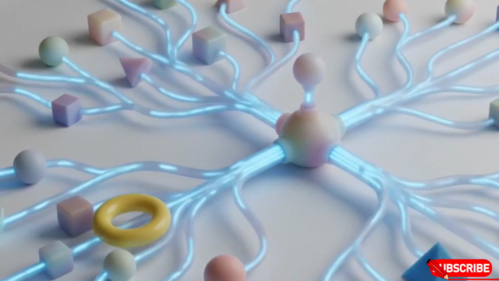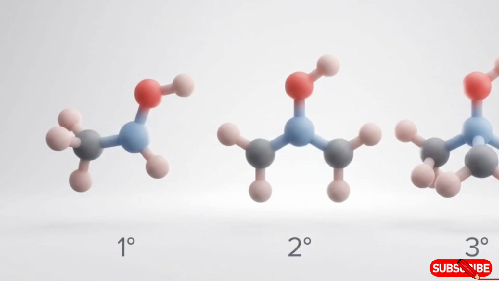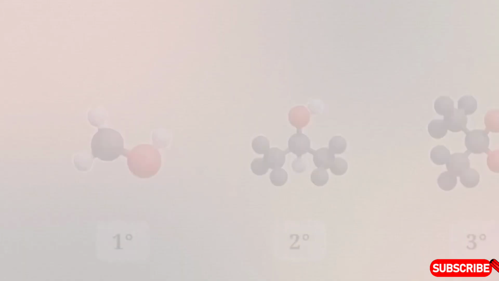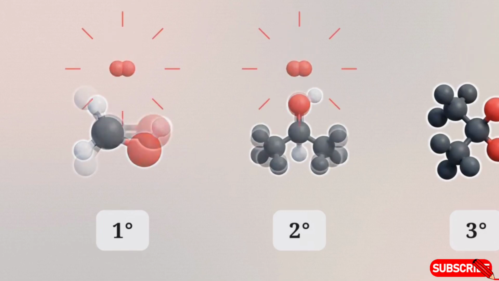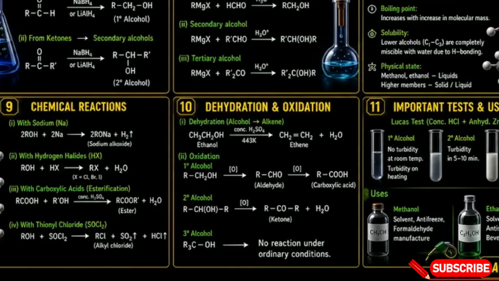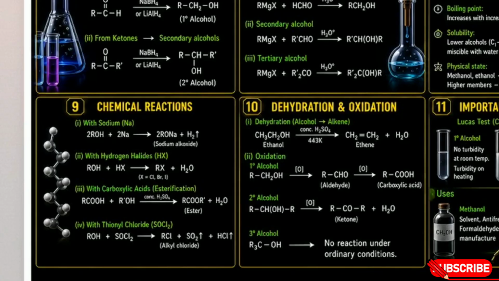But remember that structural architecture we classified earlier? Whether an alcohol is primary, secondary, or tertiary strictly limits what it can become during its most common transformation, oxidation. The lower half of panel 10 maps these strict boundaries. Primary alcohols oxidize into aldehydes and can oxidize further into carboxylic acids. Secondary alcohols will only oxidize into ketones, and tertiary alcohols simply resist oxidation under ordinary conditions because their central carbon has no hydrogen left to lose.